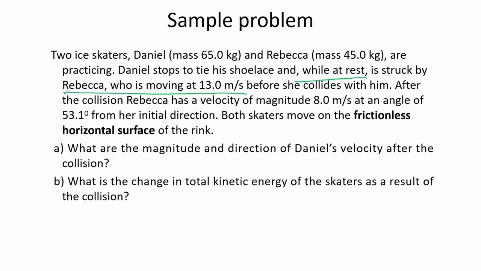After the collision, Rebecca has a velocity of magnitude 8 meters per second at an angle of 53.1 degrees from her initial direction. Both skaters move on the frictionless horizontal surface of the rink. For letter A, what are the magnitude and direction of Daniel's velocity after the collision? For letter B, what is the change in total kinetic energy of the skaters as a result of the collision?